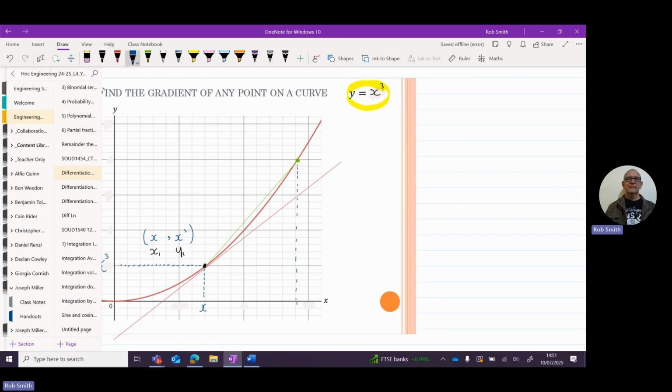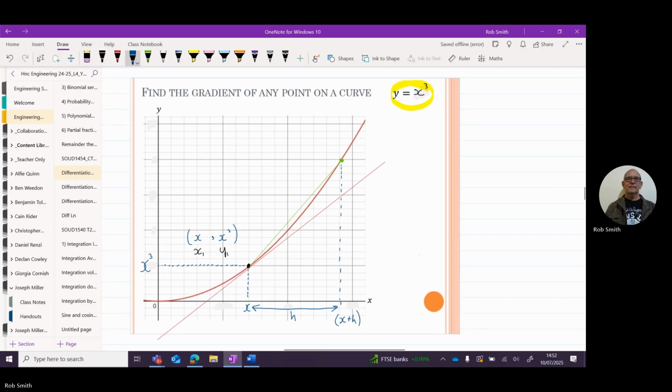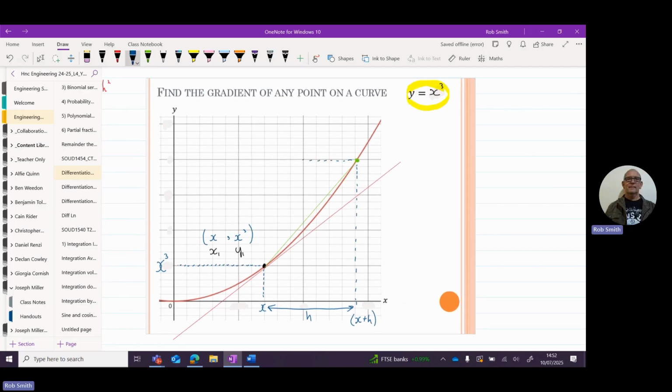Again, what I've done is take this x value and increase its length by a certain amount, and that certain amount I'm going to give an arbitrary value of h. So at this point here, the green dot has an x value of just x plus h. So the relationship is, to find the y value, I have to cube my x value. x plus h is my x value, so that means along here my y value is going to be x plus h all to the power of 3 this time.